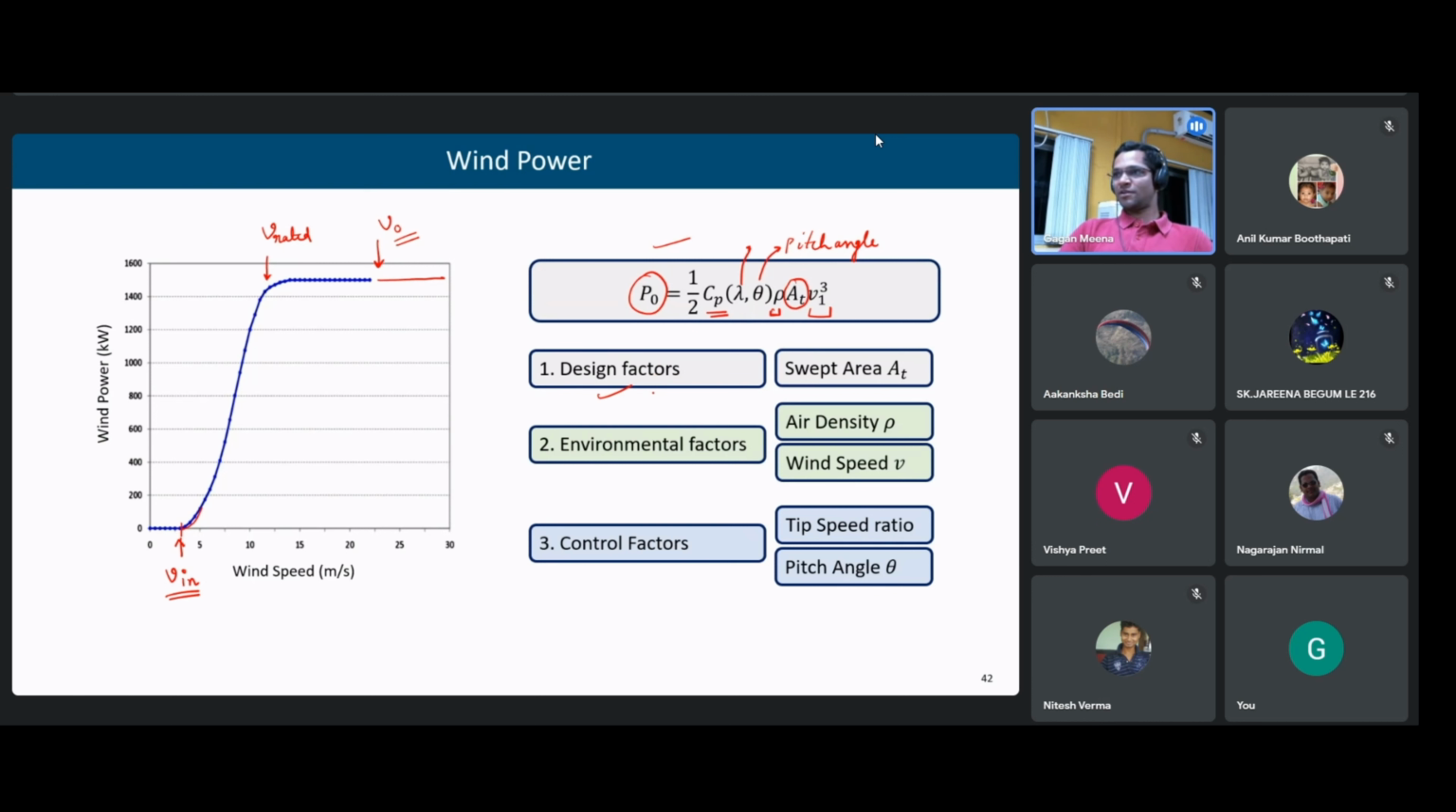So based upon our power requirement, the turbine size is decided, which also decides the swept area and the size of the blades. We will see that in the next slide. And then the control factors, this lambda, which is the tip speed ratio, and the pitch angle theta.